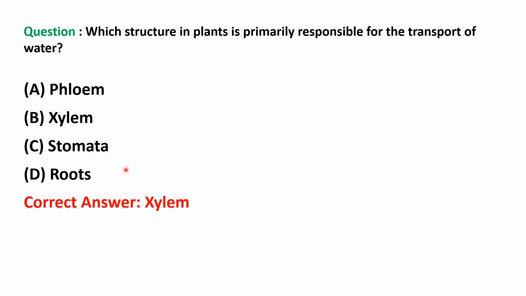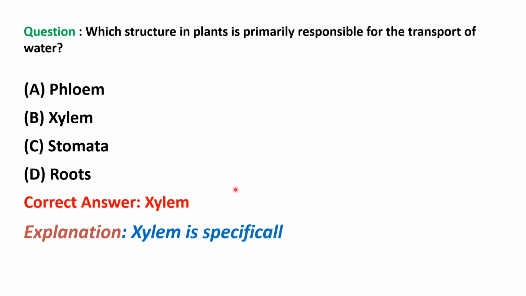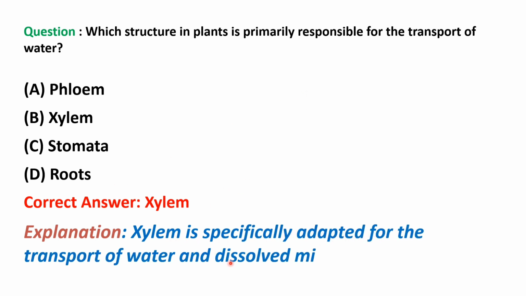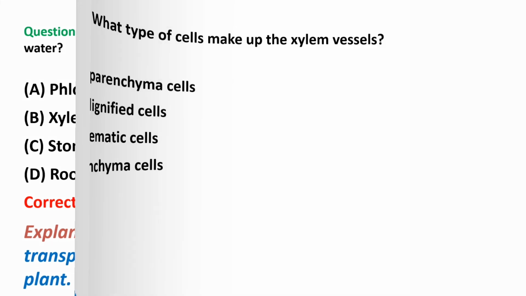So the xylem is the structure that is primarily responsible for transport of water in plants. The best explanation that we can give is that xylem is specifically adapted for the transport of water and dissolved minerals throughout the plant. So we have answered our third question. Let us now move on to our fourth question.